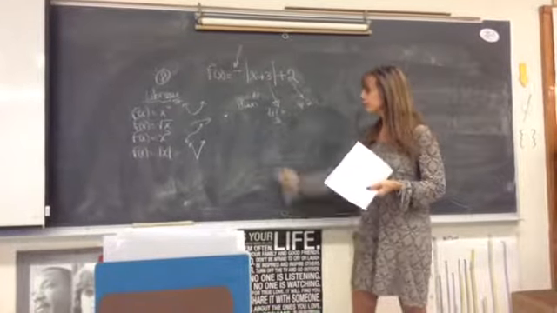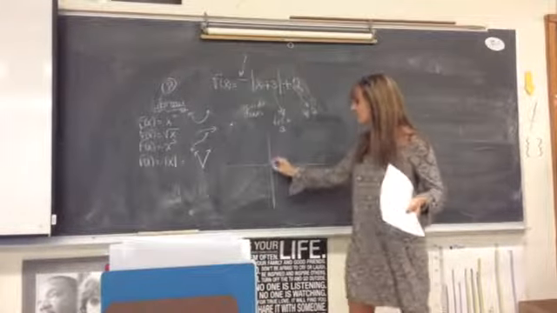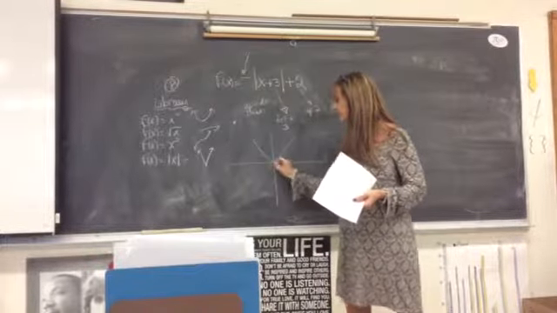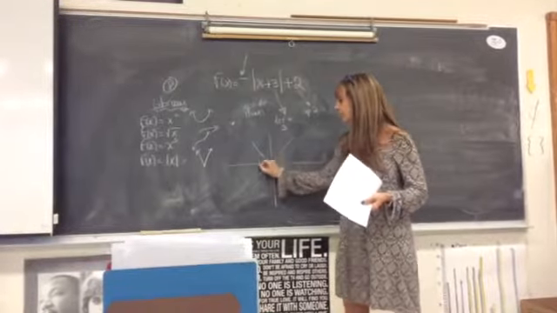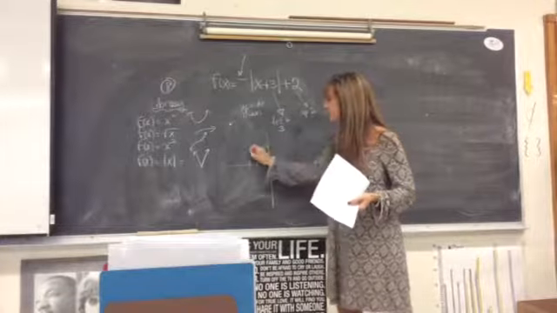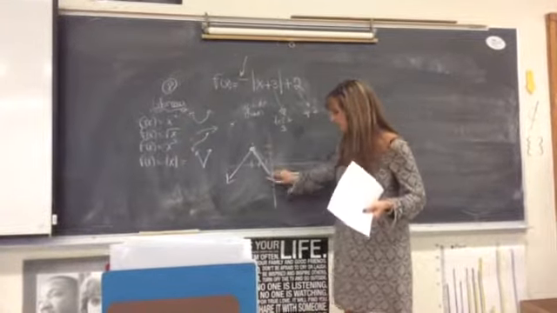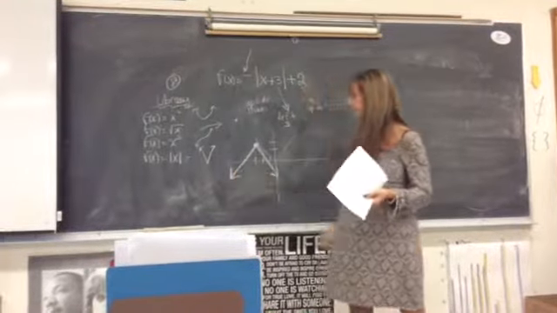So if I wanted to do a little sketch, here's my basic absolute value. I turn it upside down. I go left 3, up 2, and that's what the sketch would look like.